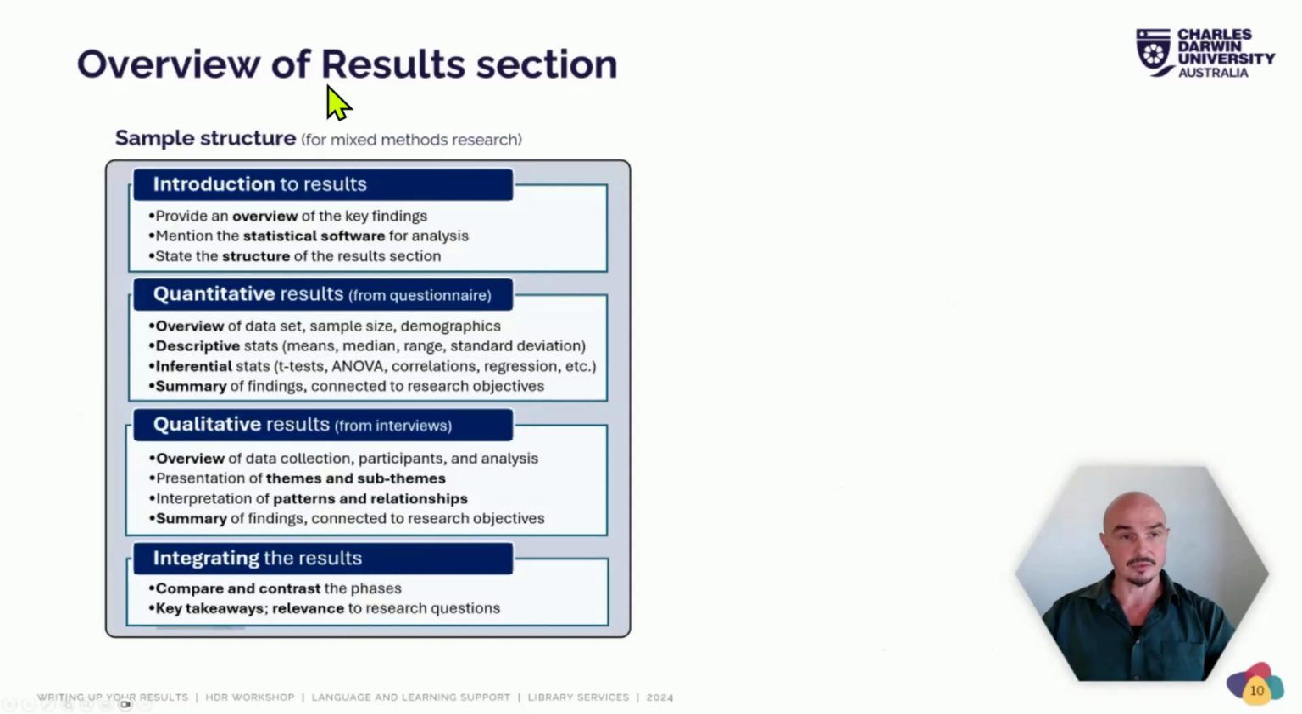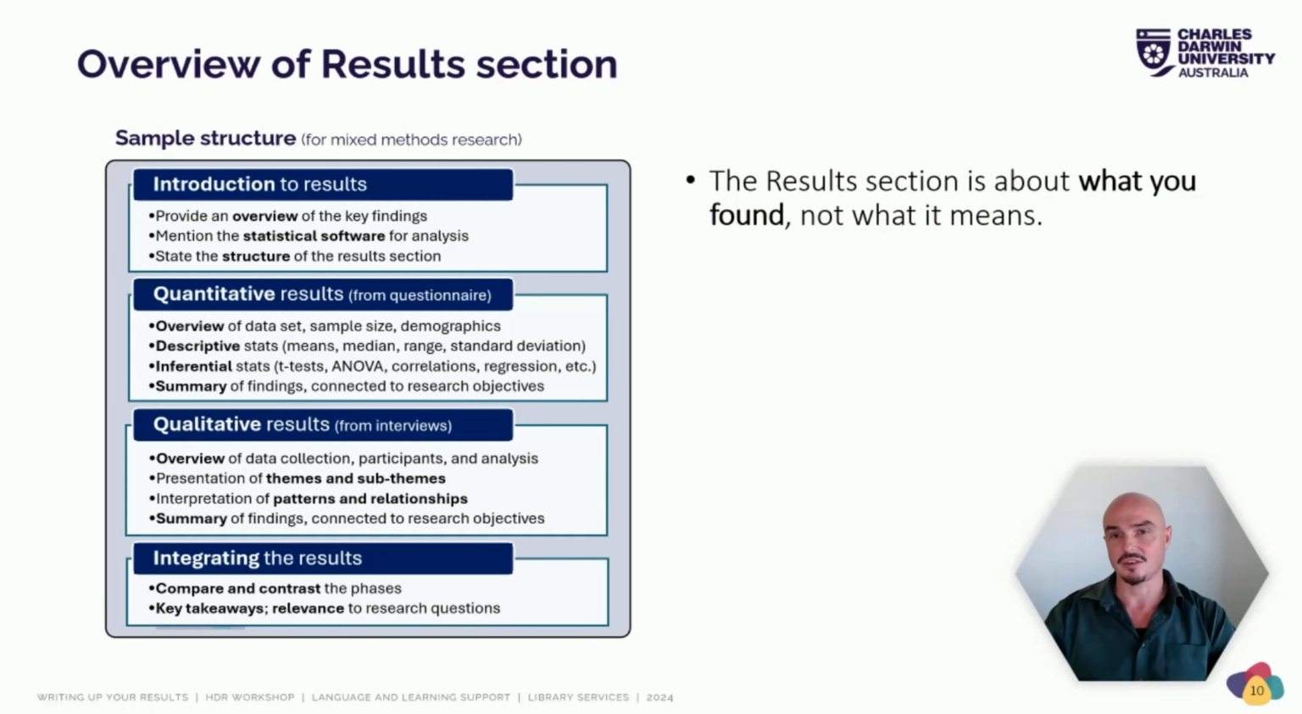An overview of the results section might look something like this. This is an example for mixed methods research. Start with an introduction and finish with a conclusion. So overview of the key findings in the beginning and then key takeaways in the end. Now, if you've got both quantitative and qualitative data, we usually do the quantitative first and start with the simple descriptive stats and move on to the inferential ones. And the qualitative will come after the quantitative, and it's usually organized by themes, but not always.